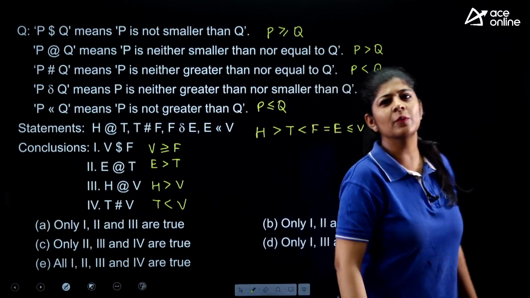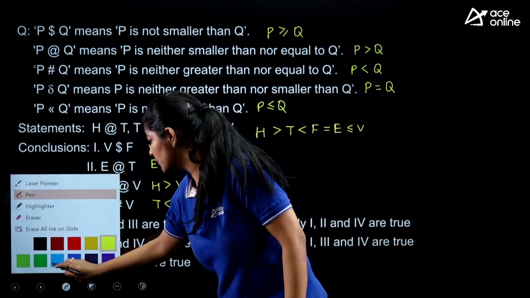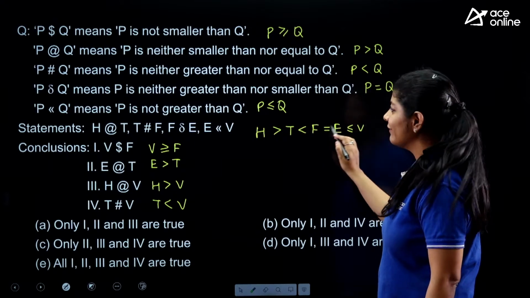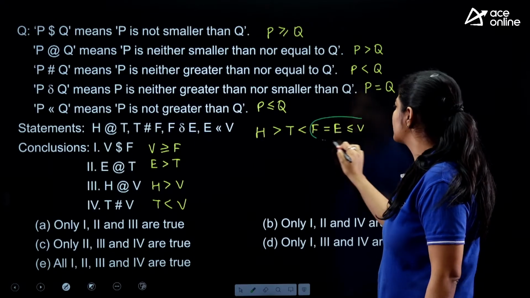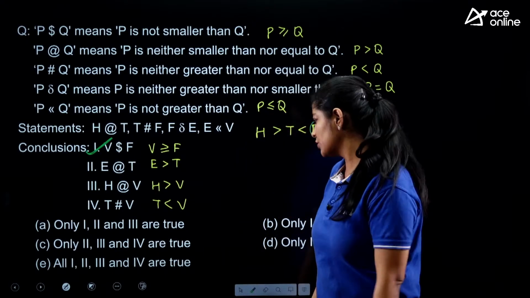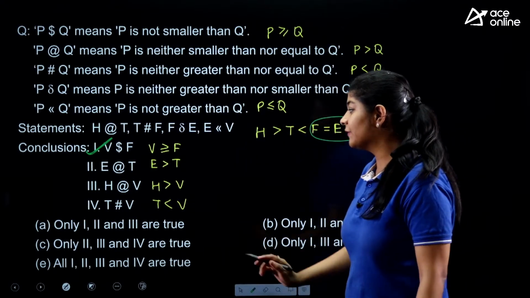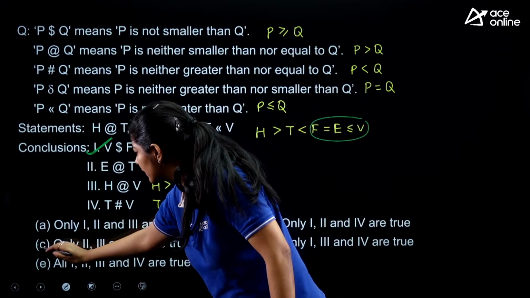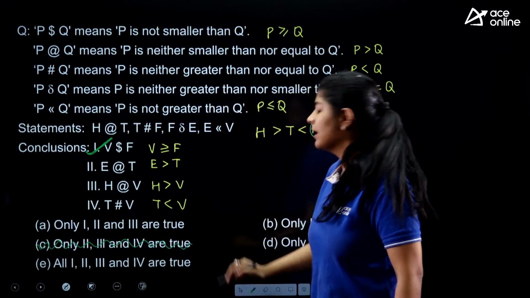Now we just simply cross check whether the conclusions are true or not. First, V and F. Can we say that yes, we do have this one? That means this first conclusion is true. If the first conclusion is true, we need first in our answer, and in option C first is not mentioned. That means we can eliminate option C, right?